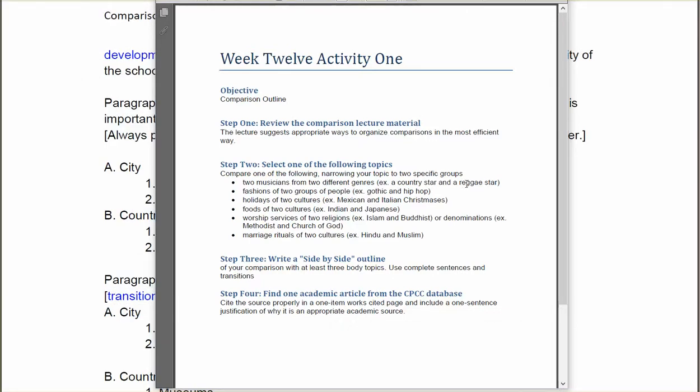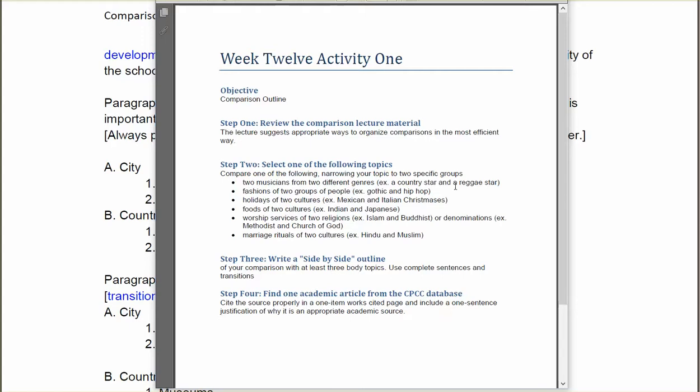Musician and reggae musician, what items could I compare for the two of them? Well, I might compare topics that they sing about. I might compare instruments that they use. I might compare the way they dress, their fan base, how they perform, where they perform, all of those sorts of things. Each one of those would be an item of comparison.